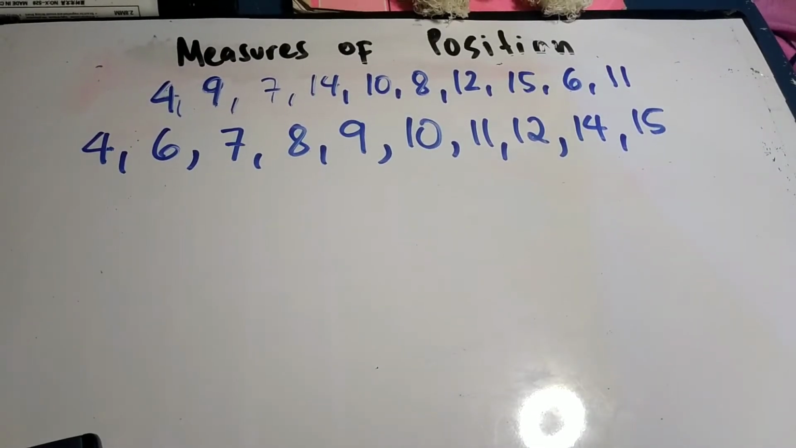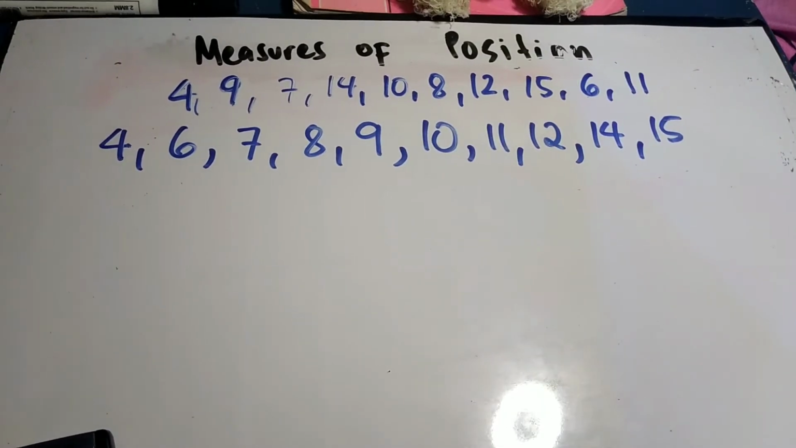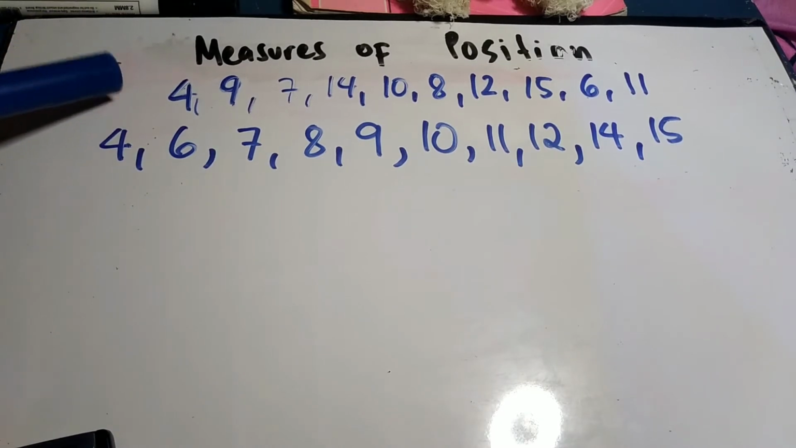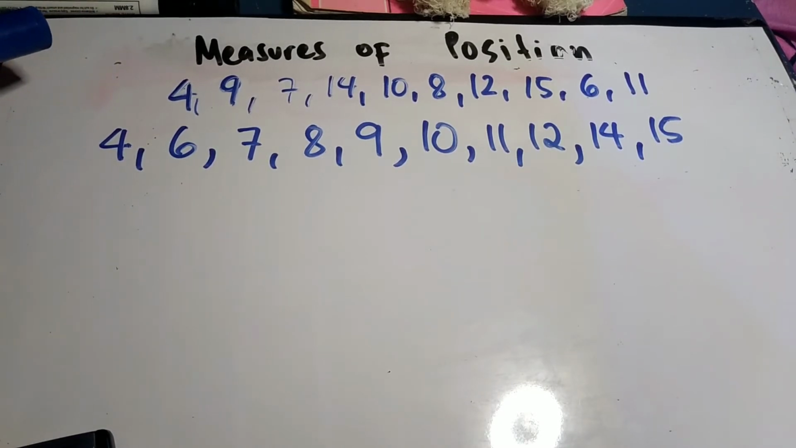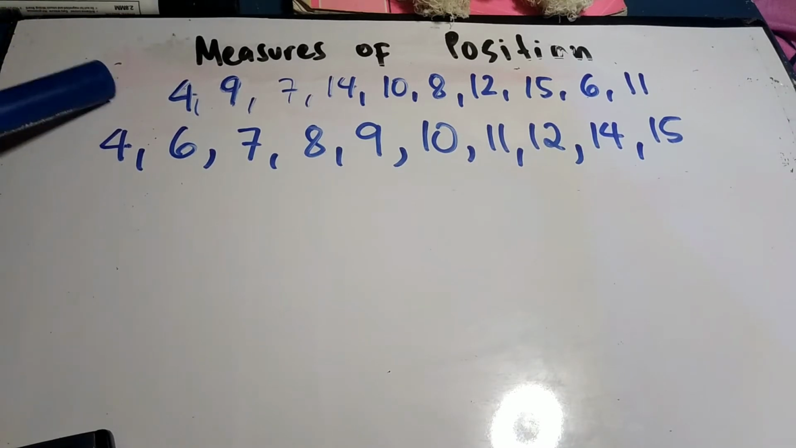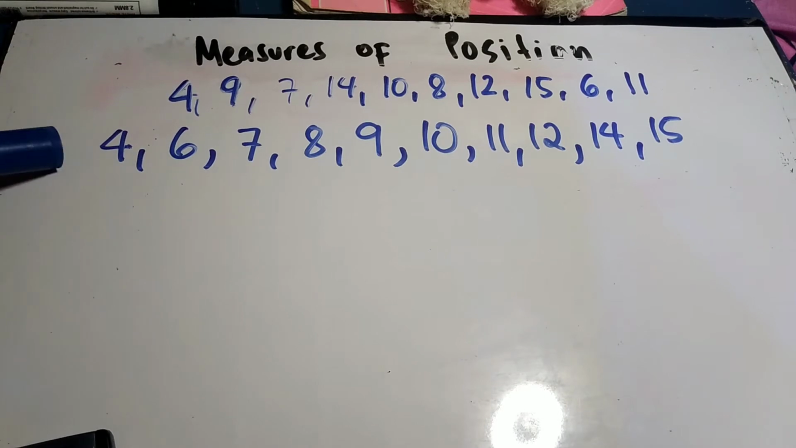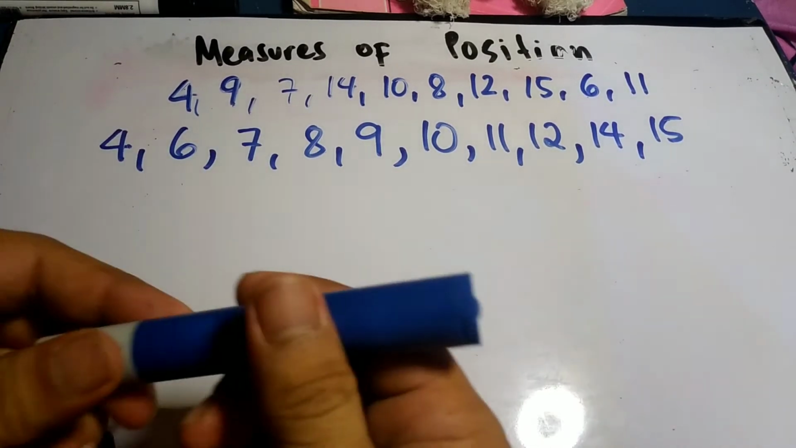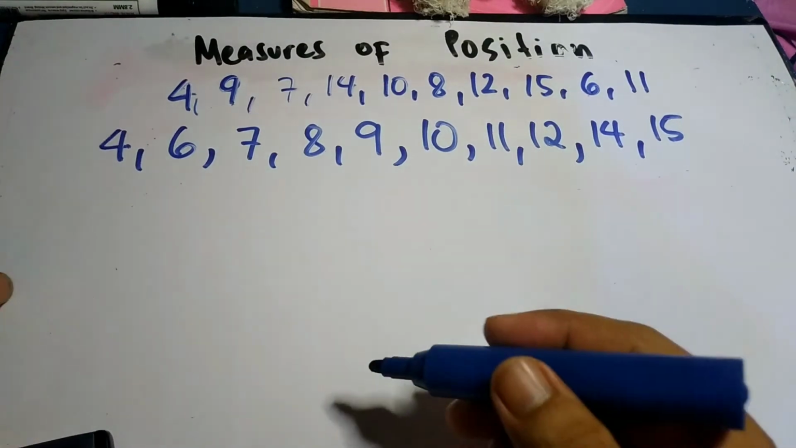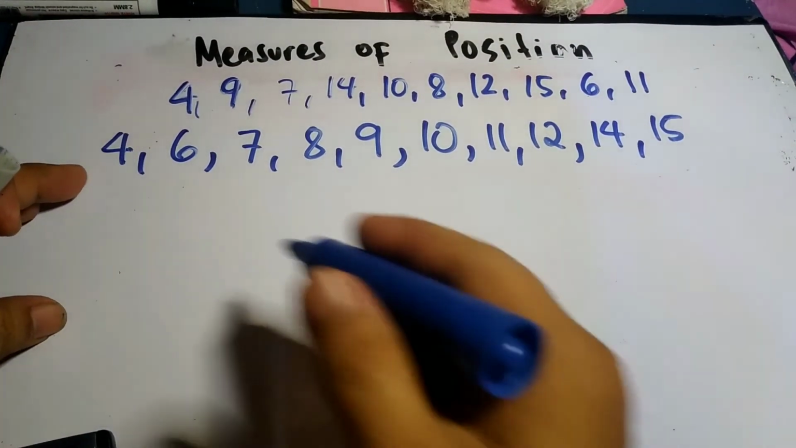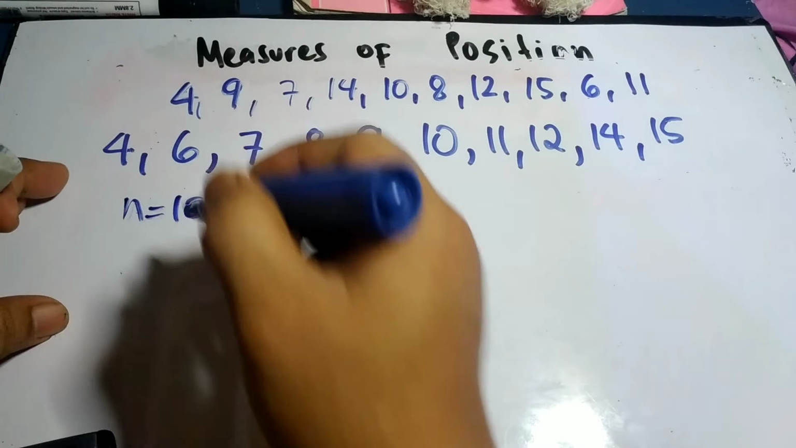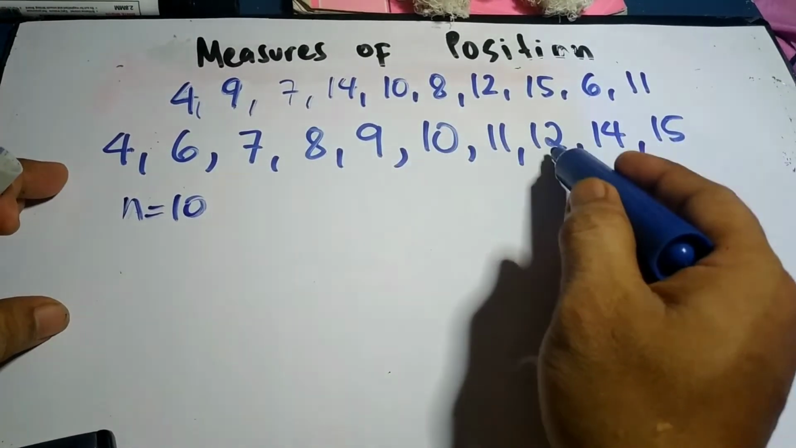So ayan, tapos na natin yung formula ng quartiles. So set tayo ng example. So meron tayong example dito: 4, 9, 7, 14, 10, 8, 12, 15, 6, 11. So siguro ito yung mga score sa quiz or sa test. So ang unang gagawin is i-arrange nyo muna yung given data into ascending order. Okay? And then hanapin natin yung n. Yung n is kung ilan yung nag-exam or ilan yung ating data. So ang data natin dito is 10. So we have 1, 2, 3, 4, 5, 6, 7, 8, 9, 10.